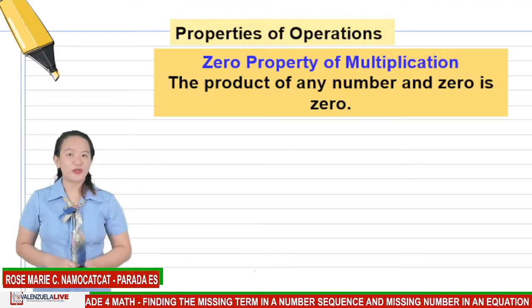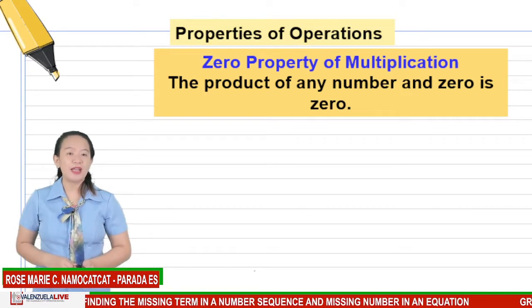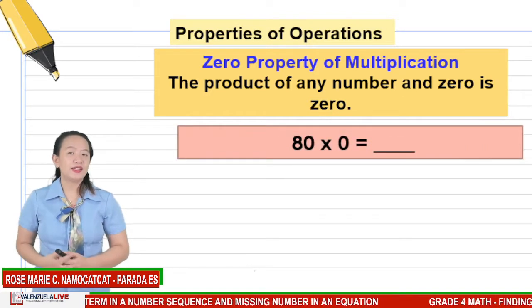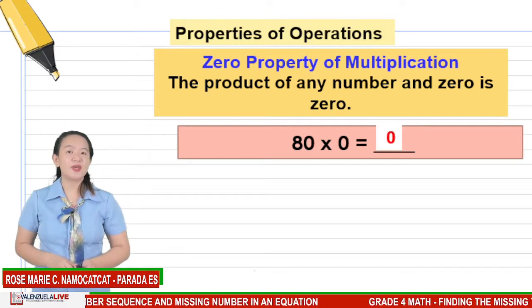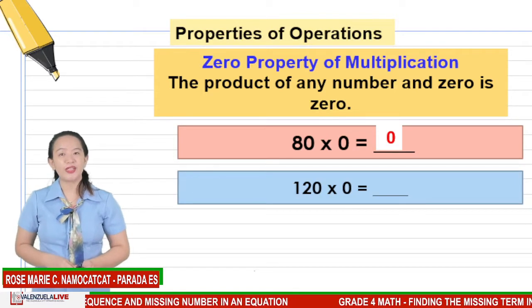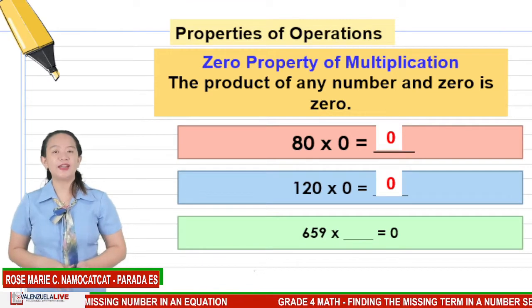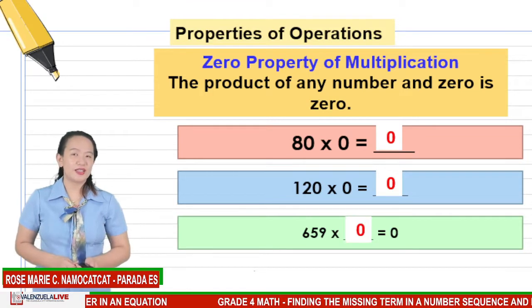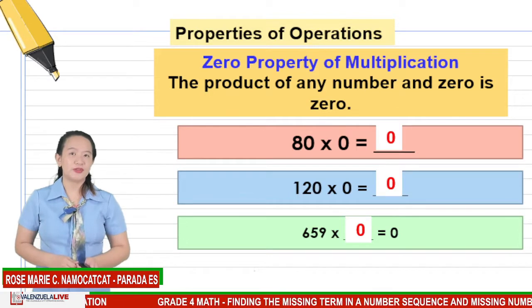Another property of operations is the zero property of multiplication. So the product of any number and 0 is 0. The first one, 80 times 0. So what will be the answer? Okay, great. It should be 0. Next, 120 times 0 is also 0. 659 times blank is equal to 0. What is the answer? Okay, great. It's 0. So, that's the zero property of multiplication.